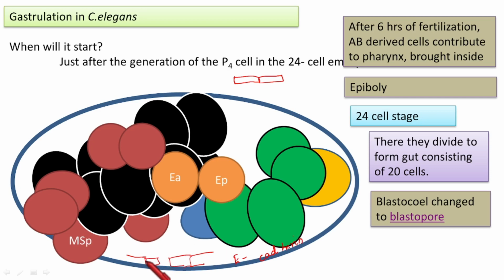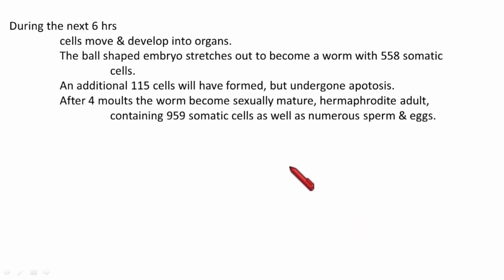Okay, in that way, these AB derived cells form a layer around all the other layers outwardly, and this will form the ectoderm. Okay, clear? This will form the ectoderm. And next, during the next 6 hours, the cells again continue the same pattern of movement and develop into organs. And later, that ball-shaped embryo stretches out to become a worm with 558 somatic cells.